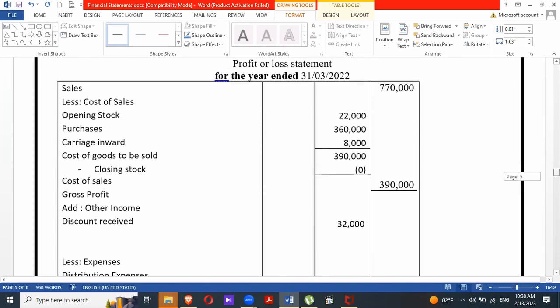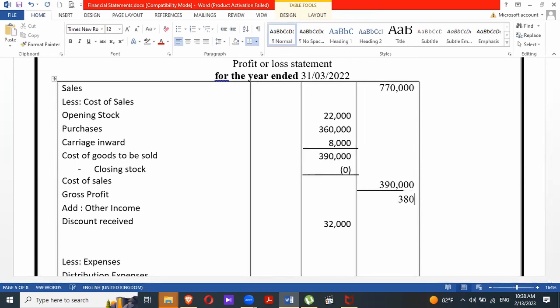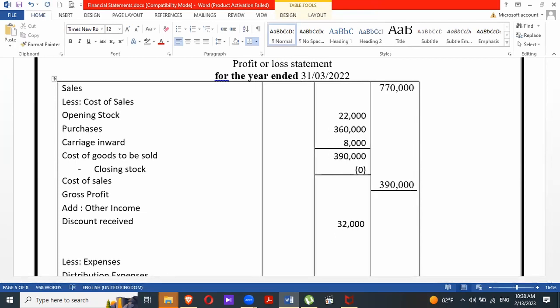Now we have taken the answer for the cost of sales. Sales value 770,000, cost of sales value 390,000. So 770 minus 390,000. We can take the answer for the gross profit, 380,000. Right? Gross profit value we have taken as 380,000.